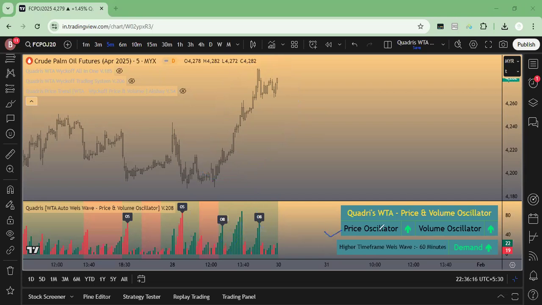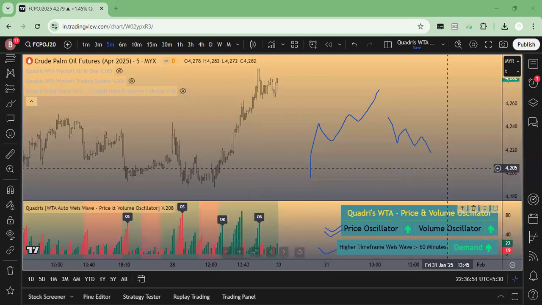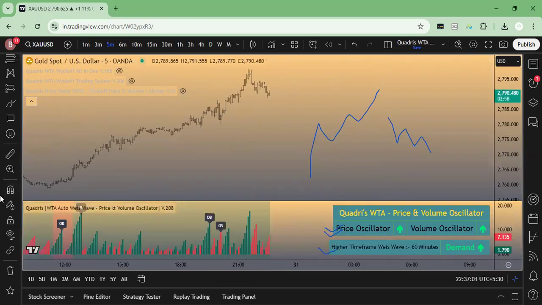First thing, if you're applying your oscillators, they will show you what the market trend is going to do. So this is an additional advantage. Second thing, the new feature which I have added, which will help you immensely in trading, is what the higher time frame has to offer you. What the higher time frame is suggesting, whether the higher time frame trend is up or down. So I've applied 60 minutes.